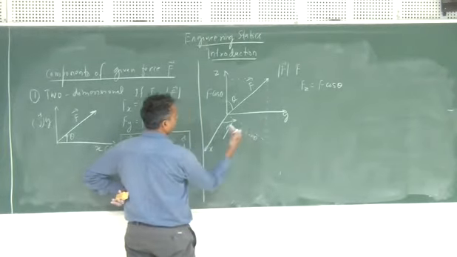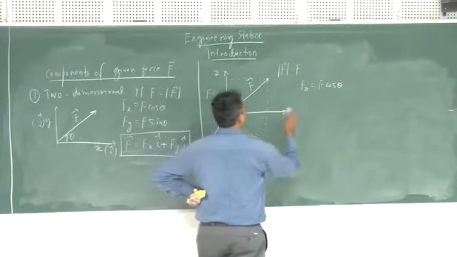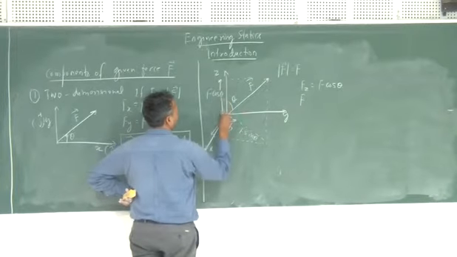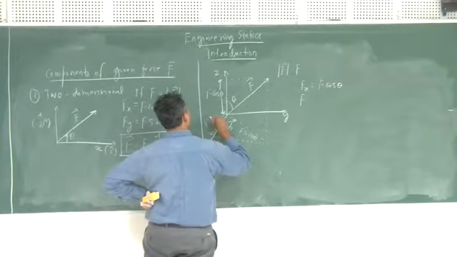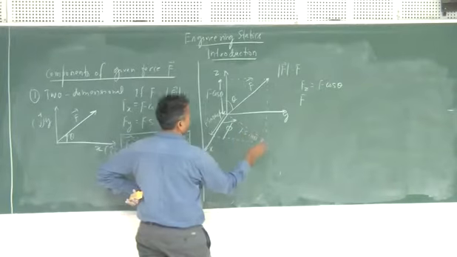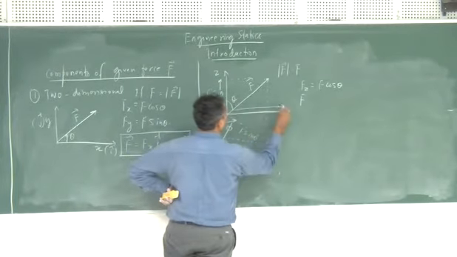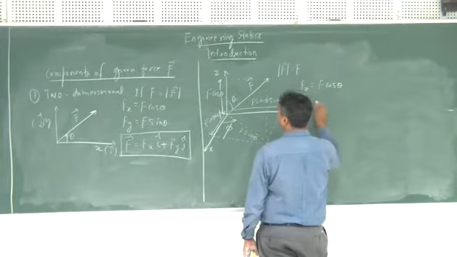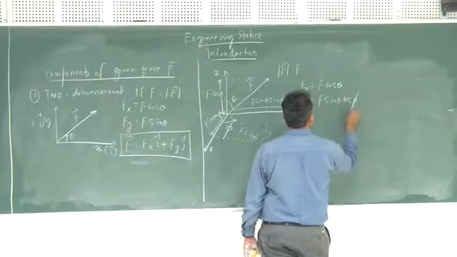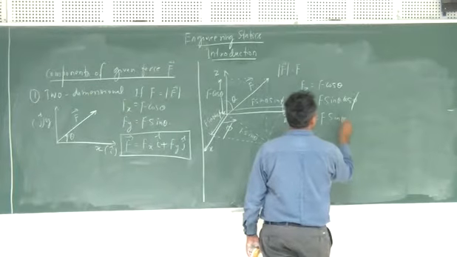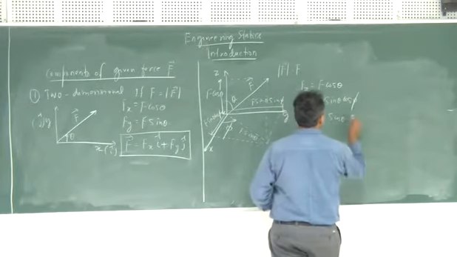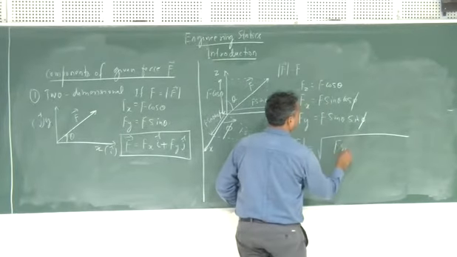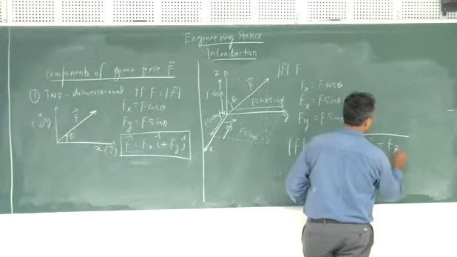This one is given by F sine theta. However, again you will have a component on the x, y plane, on x and y. So, Fx is this component, F sine theta cos phi, and similarly Fy is F sine theta sine phi. So it means that your Fx will be given by F sine theta cos phi, and Fy will be given by F sine theta sine phi. And obviously, the magnitude of F will be the square root of Fx squared plus Fy squared plus Fz squared. Okay.